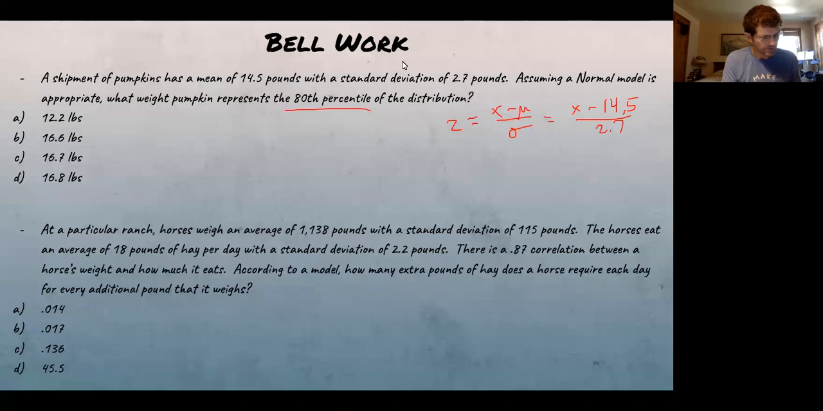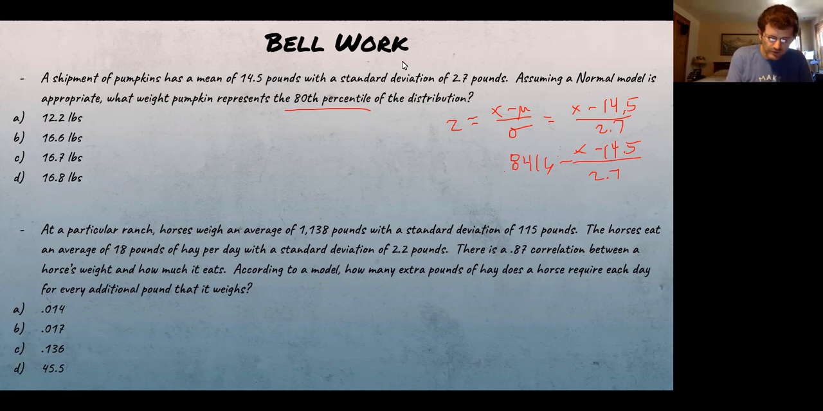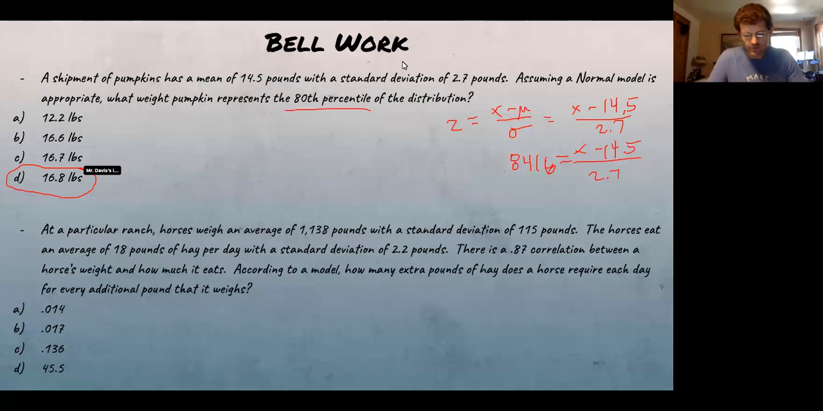and you plug in 0.8 for your area, and that shows 0.8416, so 0.8416 equals x minus 14.5 over 2.7, and let your calculator do all those calculations for you, and you can get your final answer of 16.8. All right, so if you mixed up your numbers in any way, shape, or form, you might have gotten one of these other answers. But there you go. It should have been 16.8.